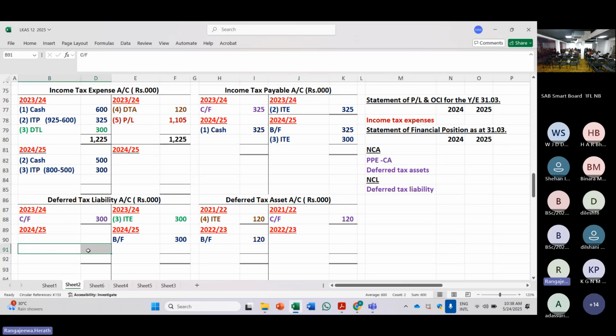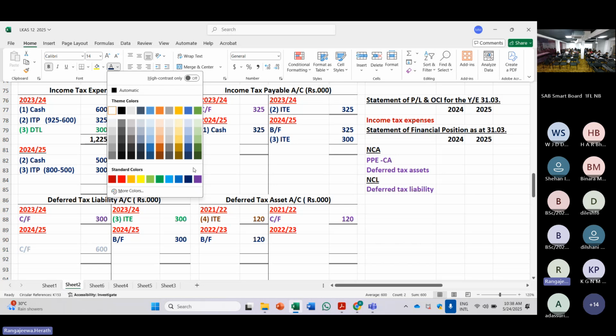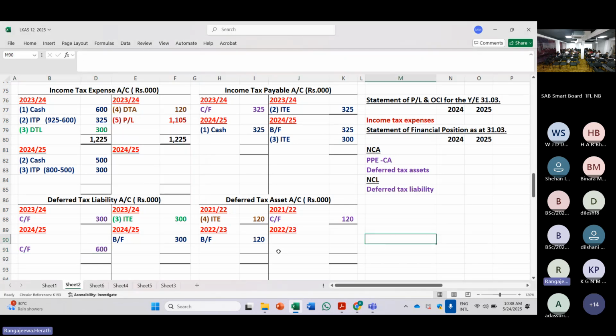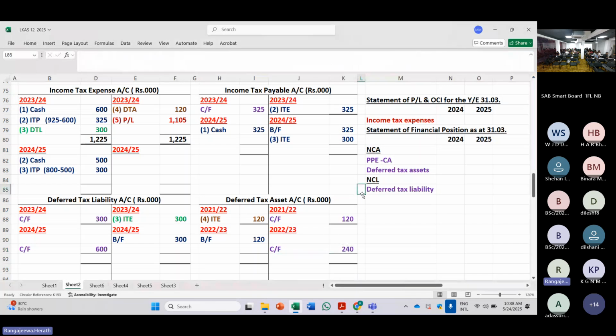Now end of the second year, deferred tax liability balance we calculated 600. Deferred tax asset balance carried forward 240. So we found both balances. Calculated based on the taxable temporary and deductible temporary difference multiplied by the tax rate. So taxable temporary difference into tax rate gives deferred tax liability. Deductible temporary difference into tax rate gives deferred tax asset.